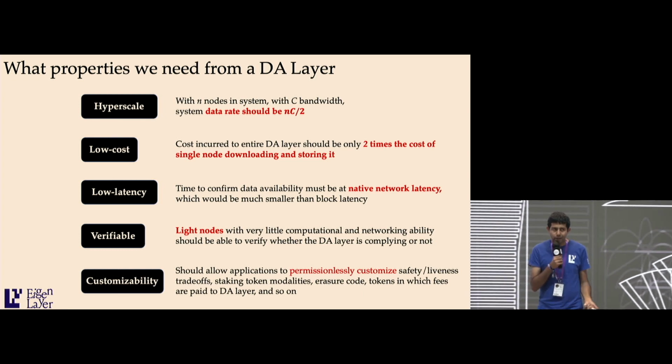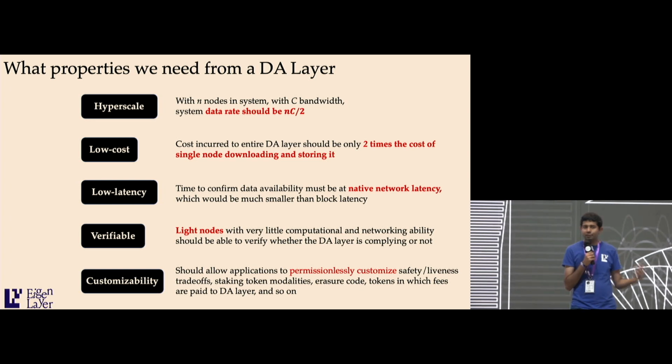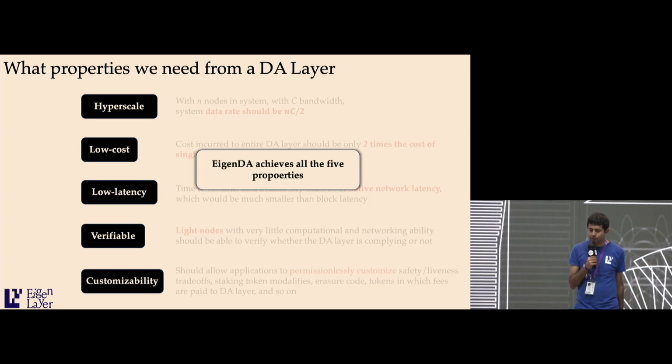And finally, customizability. Customizability means the data availability layer should be adaptable to different nodes, which want different safety-liveness trade-offs, different staking tokens, different kinds of erasure codes, all kinds of different things. EigenDA is a data availability system which achieves all these properties.